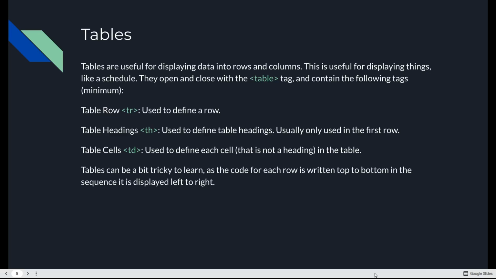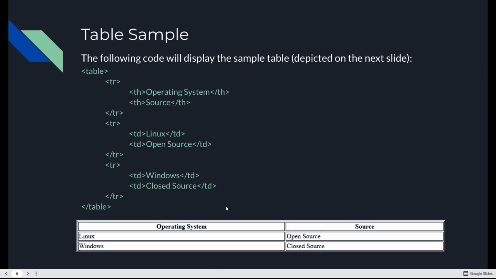And then table cells are represented with the TD tag. This defines each cell that's not a heading in the table. And you need one of these even if there's no content there, because it helps keep everything positioned. Now, tables can be a bit tricky to learn, because the code for each row is written sequentially top to bottom in the order that it's displayed, left to right. So it gets a bit tricky, but it's not horrible. You just got to play with it. Like everything else, right? Practice makes perfect.